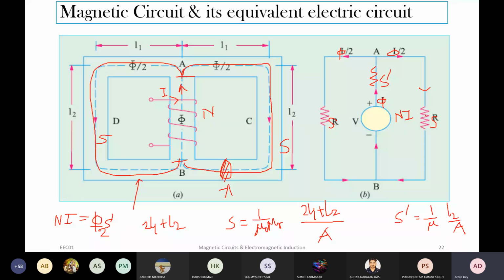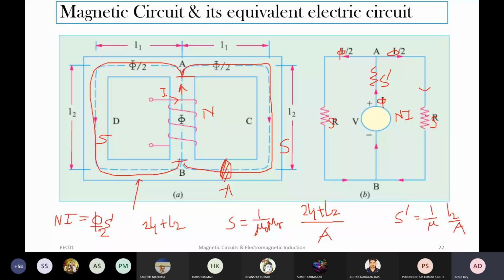So let us take another example. Sir, S dash is 1 by mu, sir. What is that mu, relative mu, or permeability? No, mu is the effective actual permeability, mu 0 mu r. Okay, sir. Like this.